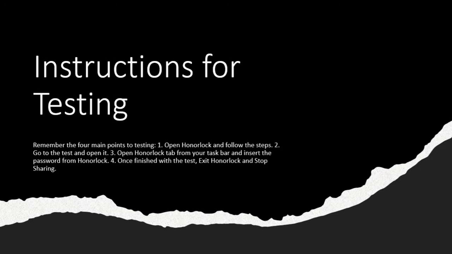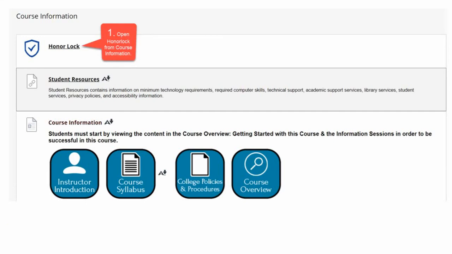Open Honor Lock tab from your taskbar, typically at the bottom of your screen, and insert the password from Honor Lock. Now, once you finish the test, number 4, exit Honor Lock. That's going to be on the bottom, and then also stop sharing. That's important that you follow that. Now, I've just put those steps here and in terms of how it's going to look, okay?